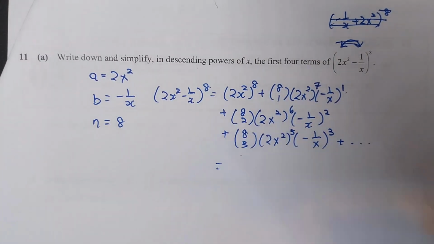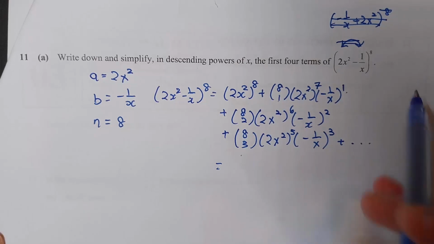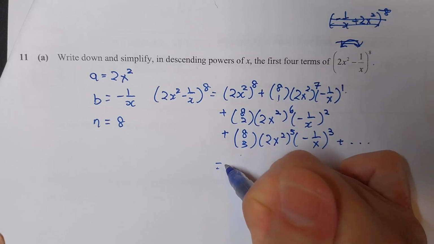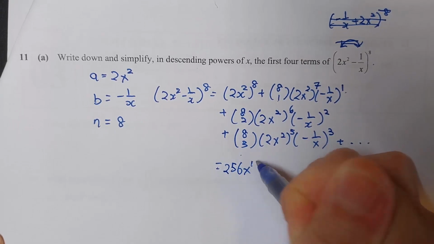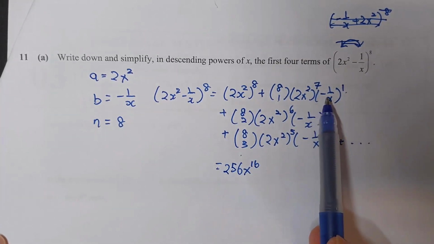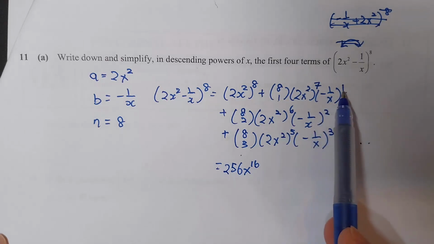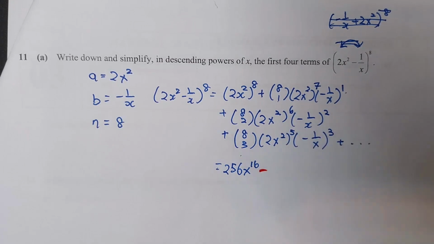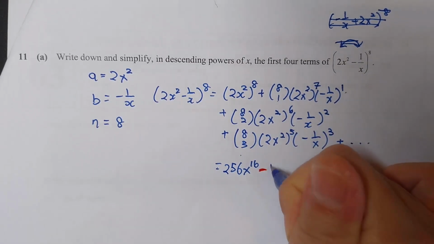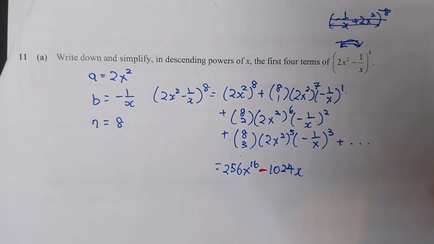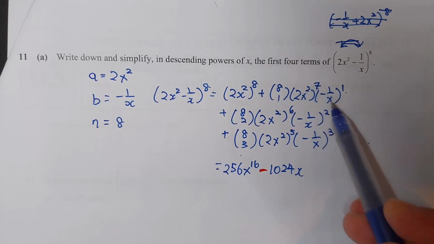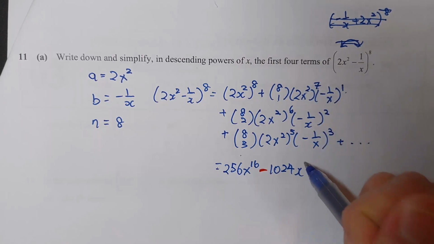So if we expand this, we will get 256 x to the power of 16. There's a minus sign here and an odd power. So you know that the next term must be a minus. Okay. So we'll have 1024 x to the power of, here will be x power 14 over x. So x power 13.